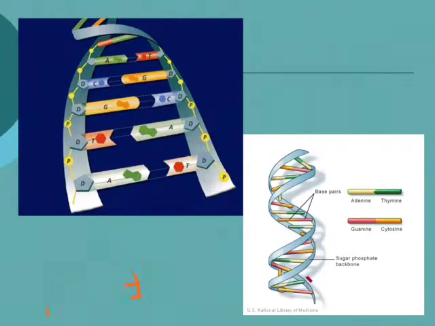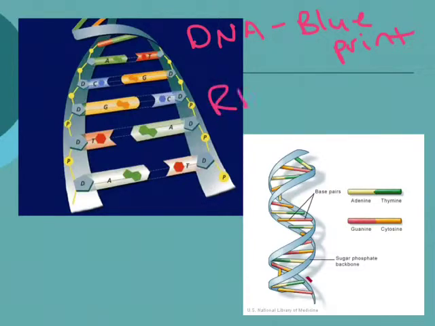I want to talk about the importance of DNA versus RNA. We talked a little bit about the three differences between DNA and RNA, but we said that DNA was the blueprint for our cells and basically for our life, and how RNA is what made our proteins or coded for our proteins.